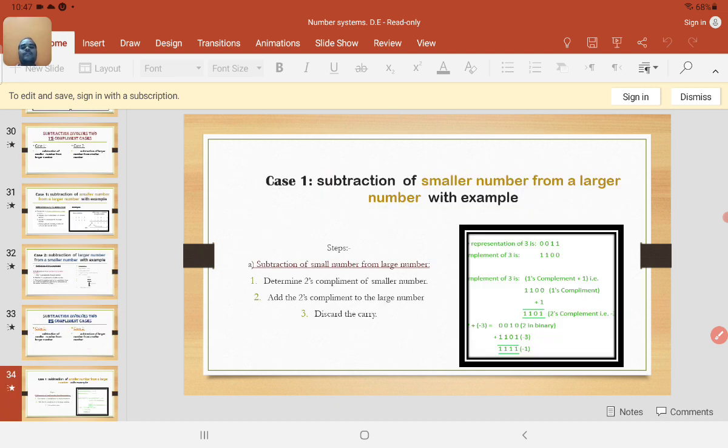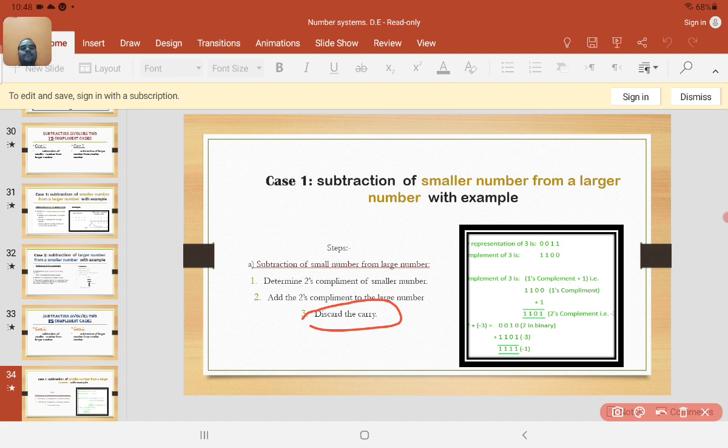So in case 1, subtraction of a smaller number from a larger number, an example is given. First we determine the two's complement of the smaller number and add this two's complement to the larger number. If any carry occurs, we discard that carry, eliminate it, remove it.